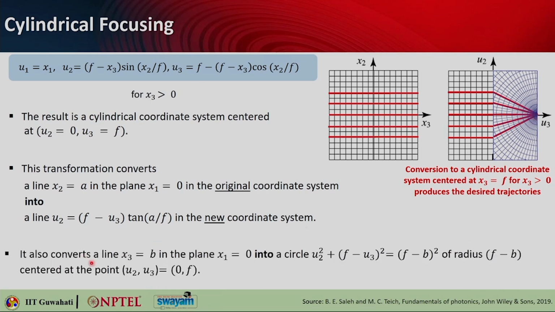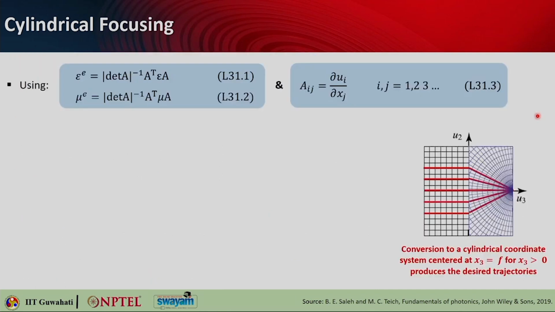And if you consider x3 equals b, that is these particular lines that you see here, because of this coordinate transformation all these lines will now be converted into circles. I will not go into the mathematics of it, but I will just tell you that they will get converted into circles, and these are the equations of the circles: u2 square plus (f minus u3) square will be equal to (f minus b) square. So this tells you that the radius will be f minus b and the circle will be centered at 0, f, that is basically the u2 and u3 coordinates. So with that you are able to do this particular focusing.